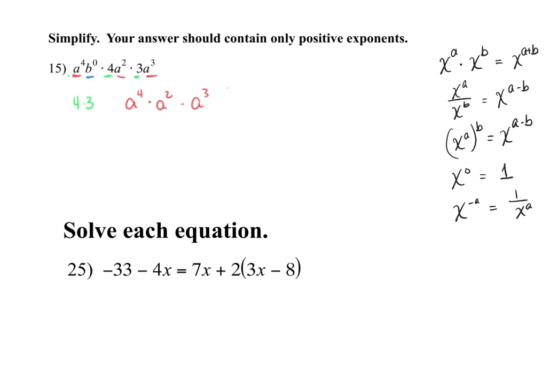And then I'm going to look at my b. I just have b to the 0 power. Okay. B to the 0 power is just the number 1. So this actually can be thrown over here with my numbers. B to the 0 power, he's just 1. So when I simplify this guy, I have 1 times 4 times 3, which is 12. These are all like bases, so I can just add those exponents, right? I can say 4 plus 2 plus 3, and I can get a to the 9th power, and I am done.